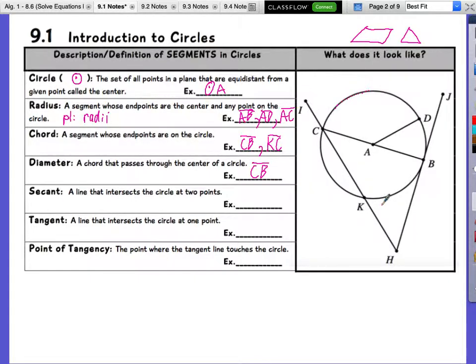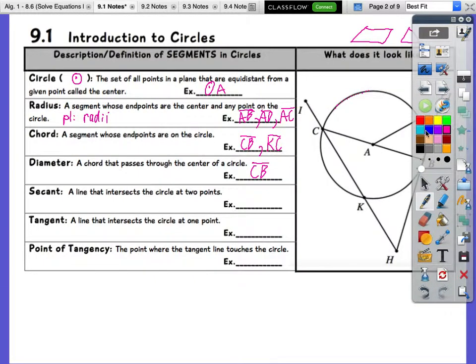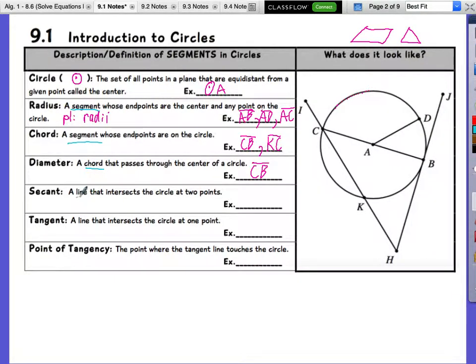Secant. I know we're going through a lot of these. Secant. It's a line that intersects the circle at 2 points. So it's a line. Up to this point, we've had a segment, a chord, which is a segment. Now we have a line.